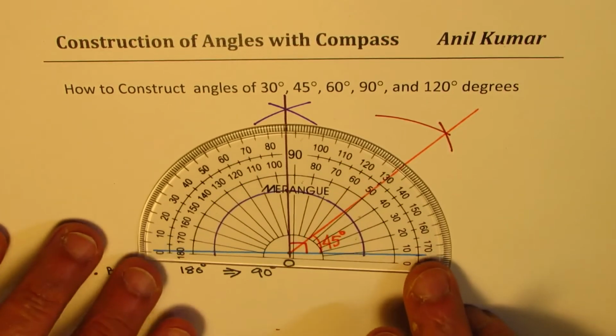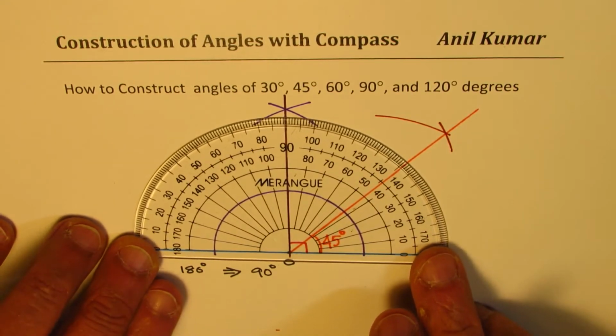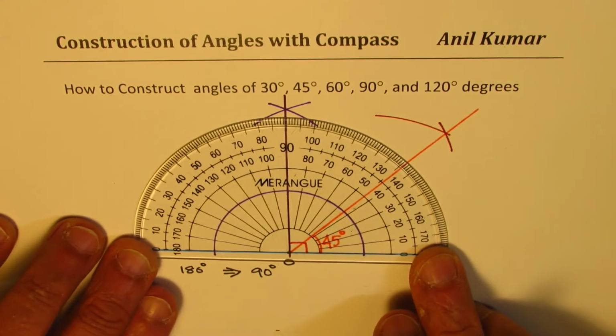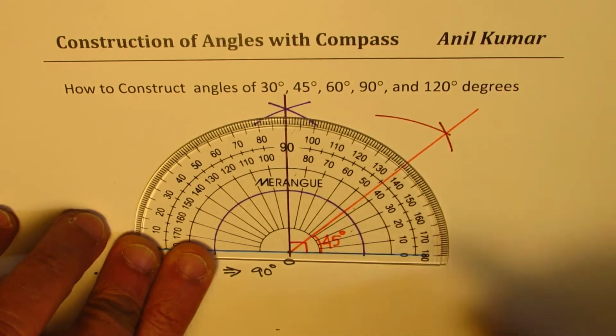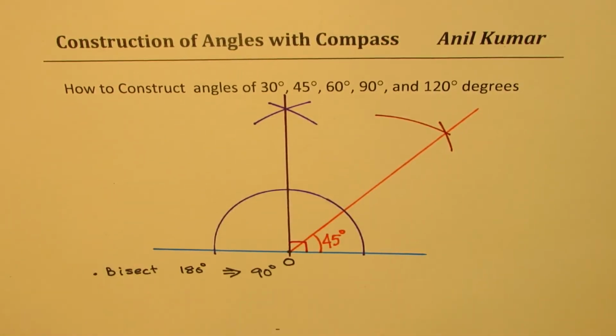So if I place it here with 0 coinciding with O, you will notice that the line which I've drawn is almost 45 degrees. It's slightly this minor difference, right? But it has to be exact, right? Okay, so that's how we get 45 degrees. Now, let's talk about 30 and 60 degrees.